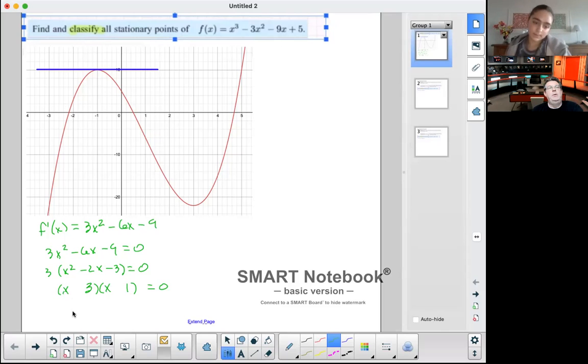How well do you know FOIL? I can do FOIL pretty well. Okay, so we're kind of reverse foiling, right? So that's why the FOIL, L for last, the product of the last terms gives me this constant, right? So -3 and +1? Yes. Now, how do you know the 3 is negative and the 1 is positive and not the other way around? Because if you did the other way around, then 3 minus 1 would be +2 instead of -2.